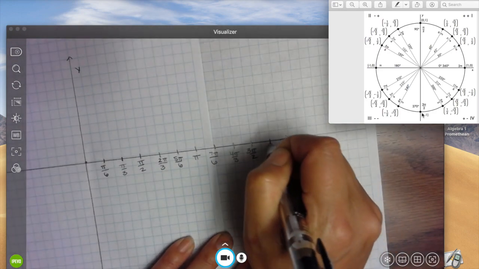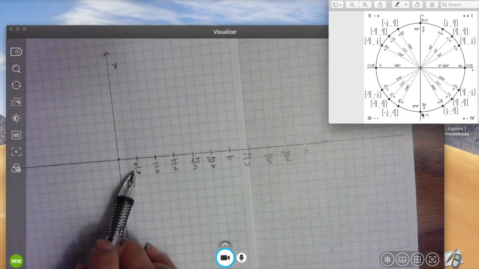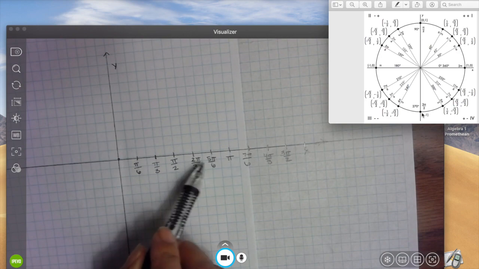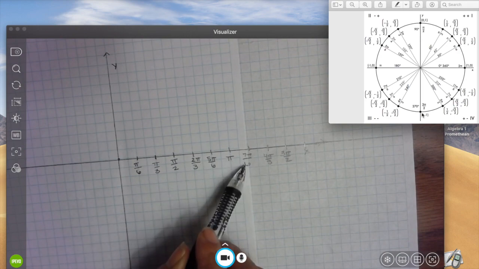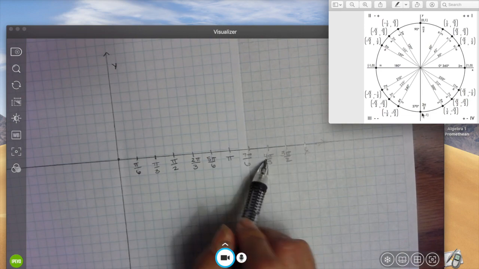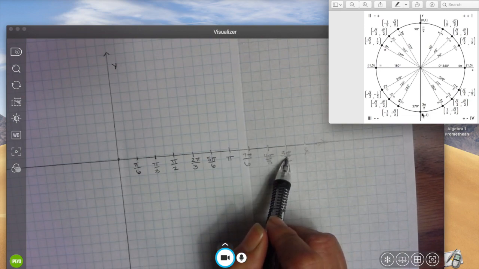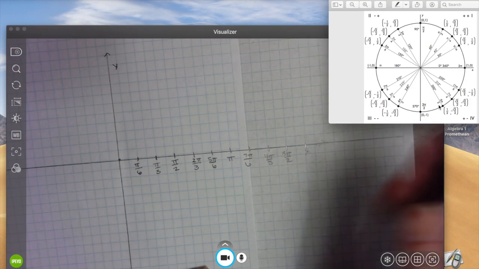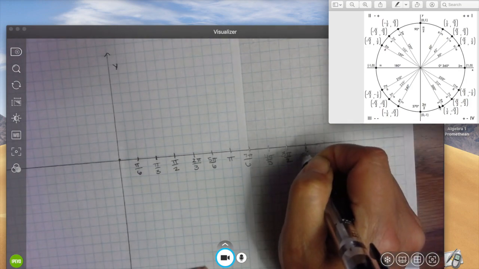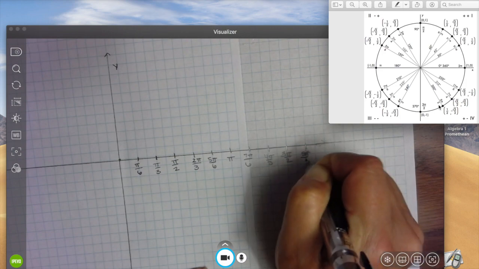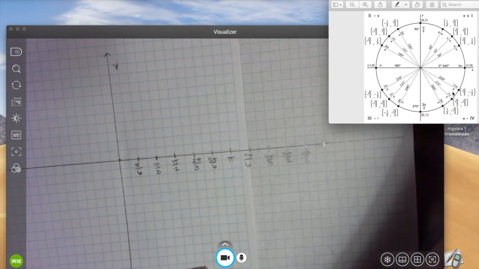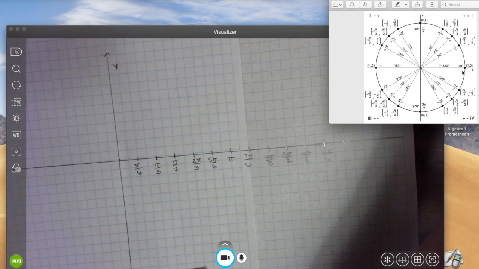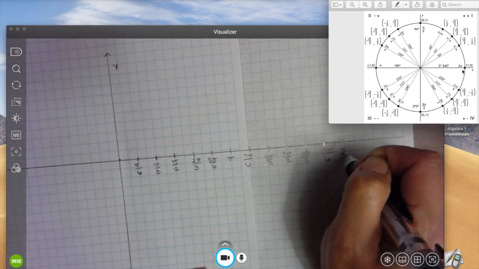Okay, so where did we stop? Let's go back to the beginning. 1 pi over 6, 2 pi over 6, 3 pi over 6, 4 pi over 6, 5 pi over 6, 6 pi over 6, 7 pi over 6, 8 pi over 6, 9 pi over 6, and then we go here to 10 pi over 6, which is going to be 5 pi over 3. We go to the next one, 11 pi over 6. And then we go to the last one, which is going to be 12 pi over 6, and that simplifies to 2 pi. Perfect.